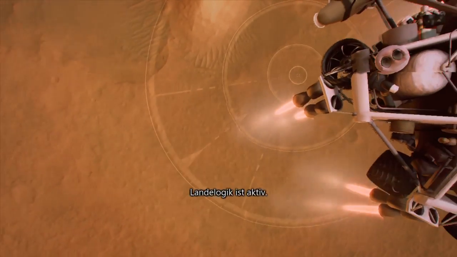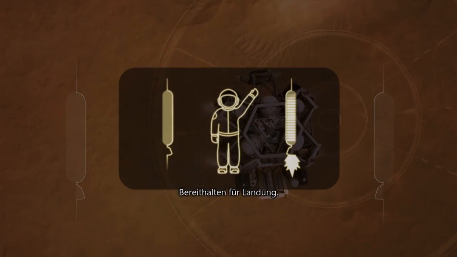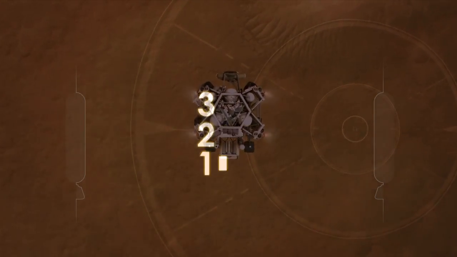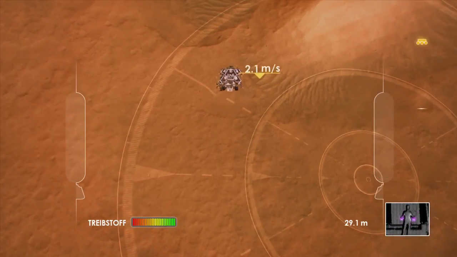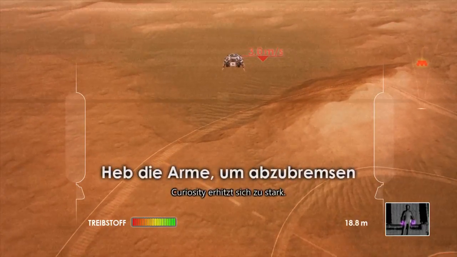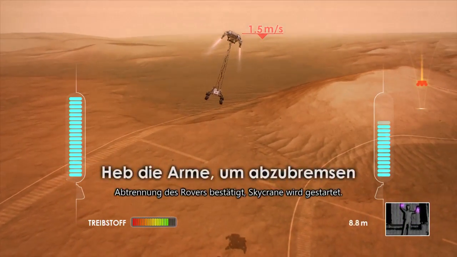Touchdown logic enabled. Standing by for touchdown. Three, two, one, mark. Curiosity is coming in hot. Rover separation confirmed. Sky crane is starting.